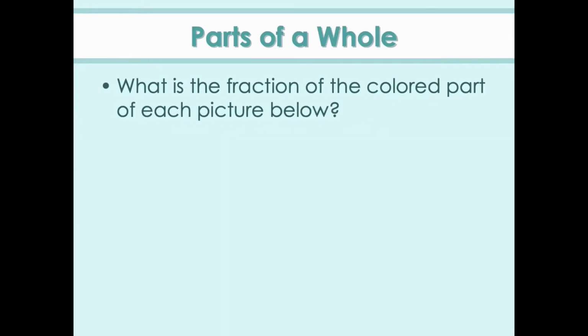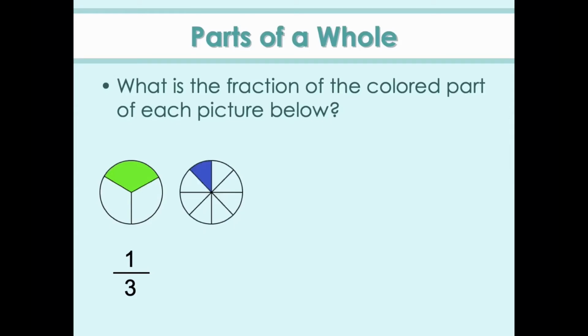What is the fraction of the colored part of each picture below? Think about this. What part of the circle is colored green? It is 1. How many parts do we have? 3. So our fraction is 1/3. Our next one. How many parts are colored? There's 1. How many total parts do we have? We have 1, 2, 3, 4, 5, 6, 7, 8. So it is 1/8.